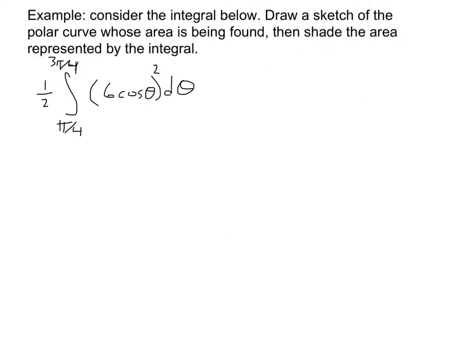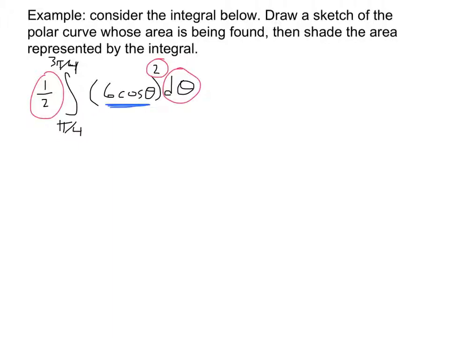So what I want us to do in this problem is effectively look at the integral, draw a picture of the curve that goes along with this integral, and then shade in the area that's being talked about. First things first, hopefully you recognize there's the half here, there's a radius squared, there's d theta. This is definitely representing an area. We just need to know what this curve looks like.